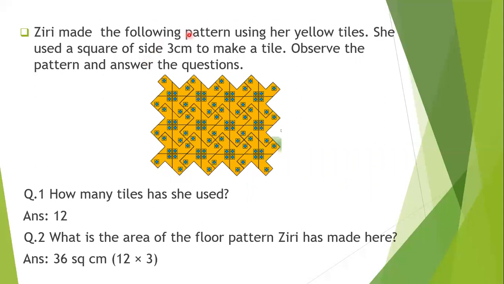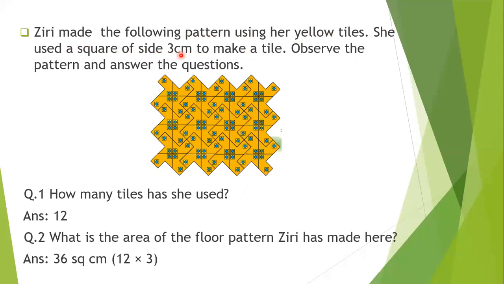Siri made the following pattern using her yellow tiles. She used a square of side 3 centimeter to make a tile. Observe the pattern and answer the question. Siri is just a name taken. One girl has made a tile of her own and she used a square of 3 centimeter to make a tile.